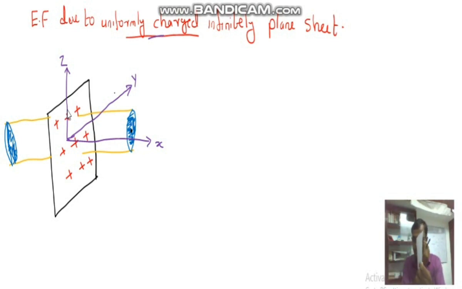Now we are going to find the electric field due to this charged plane sheet. We are going to find the electric field somewhere here at a distance. You can see in your diagram there is a shaded area here. So let me mark the shaded area. First one is the point P.